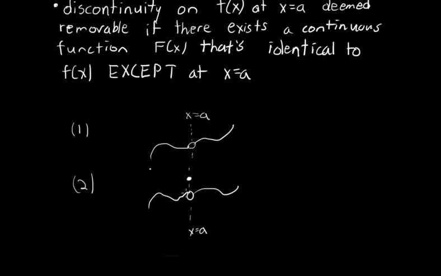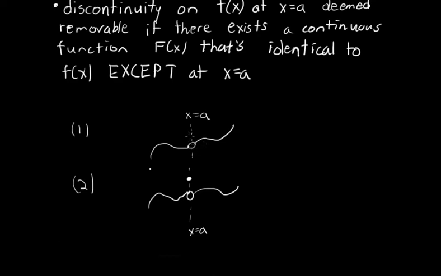And in this case, this is the same deal. As we're approaching x equals a from the left and the right, we are approaching the same function value. The only difference is right at x equals a, the function value is different. But we're still approaching the same value. Now in either case, we can make this function continuous by redefining the value at a.